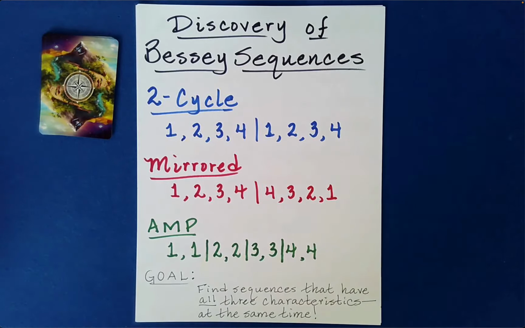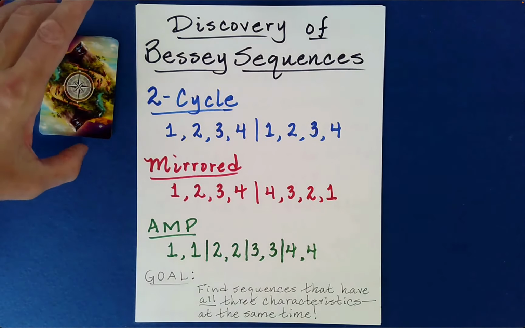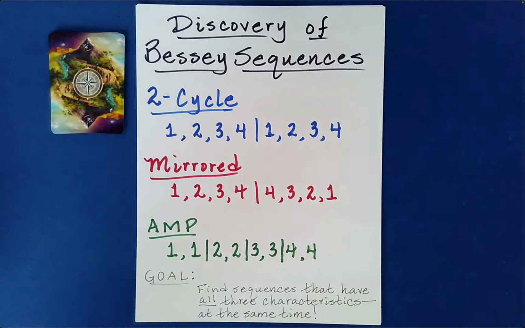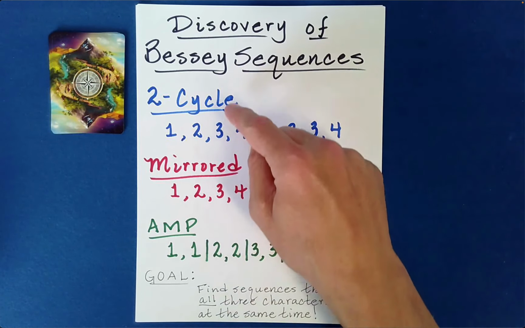Okay, so how did all of this lead me to these Bessey sequences, 1-0-0-1-0-1-1-0, that we've been using in this series? Well, I just asked a fairly simple question. I thought, is it possible to find a sequence or a packet that is simultaneously a 2-cycle and is mirrored and is an AMP relative to some categorical relation? Do such sequences exist?